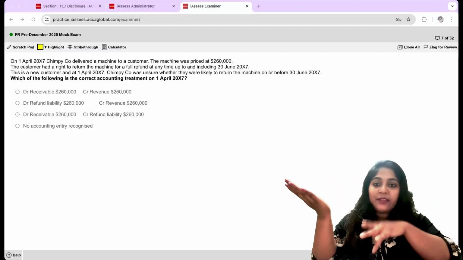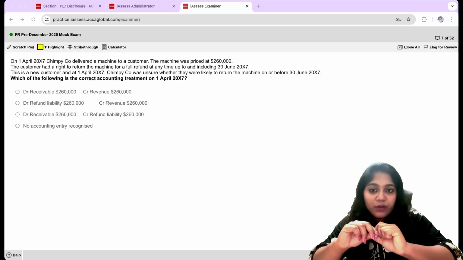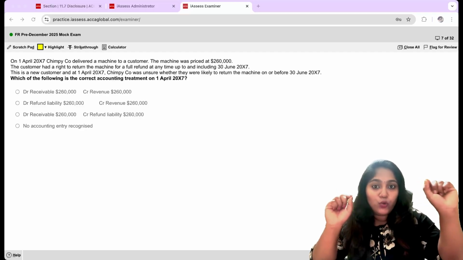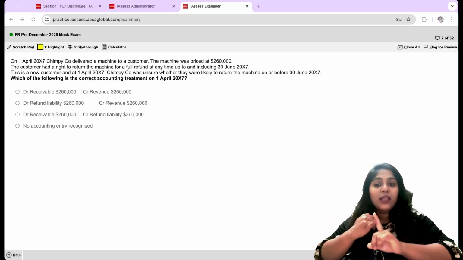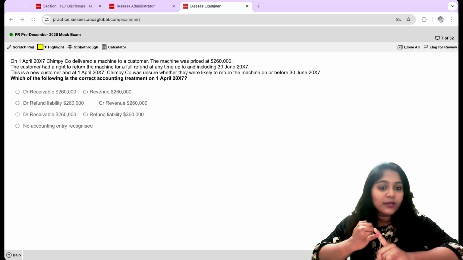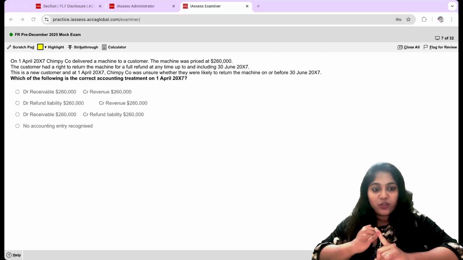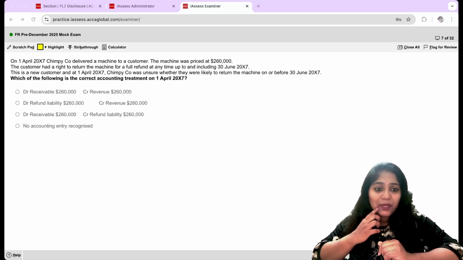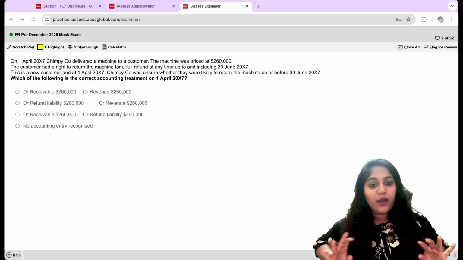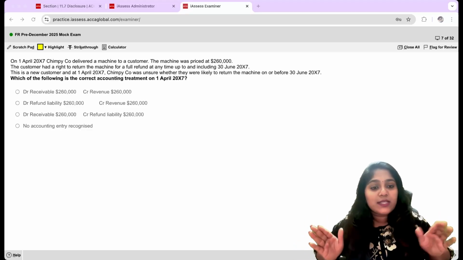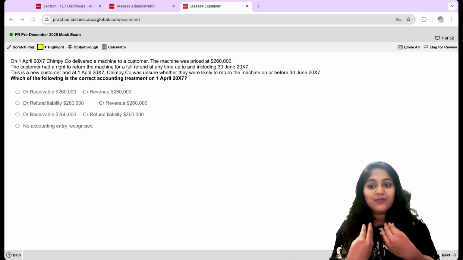The customer had a right to return the machine for a full refund at any time up to and including 30th June X7. You might have gone ahead and sold it on 1st April X7, but till it becomes 30th June X7 and the asset is not returned, that's when we have to consider that as revenue. Until then, we can't consider that as my revenue, neither my revenue nor my receivables. So now, what do I have to simultaneously create? If the customer comes back to you, you have to give that amount back. What is that amount called? A refund. So it's my job to consider that as my refund liability.